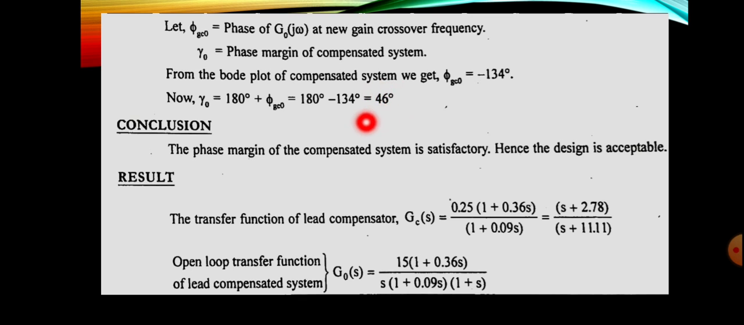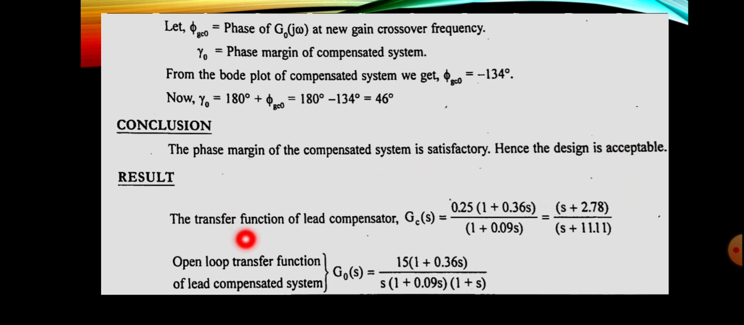So the designed lead compensator exactly meets the specification. You can also see that the omega GCM value here is 5.6, which is less than 7.5, so that requirement is also satisfied. So the designed lead compensator satisfies the requirements. The phase margin of the compensated system is satisfactory and the design is acceptable.